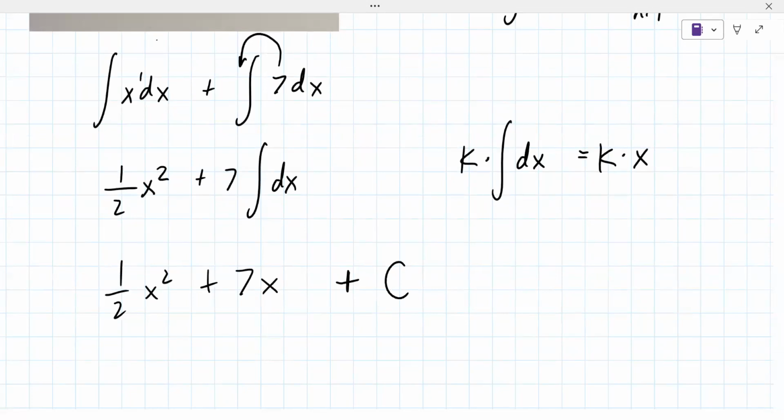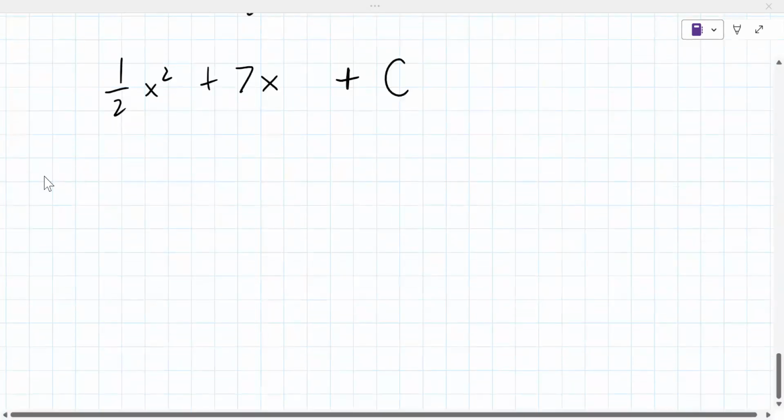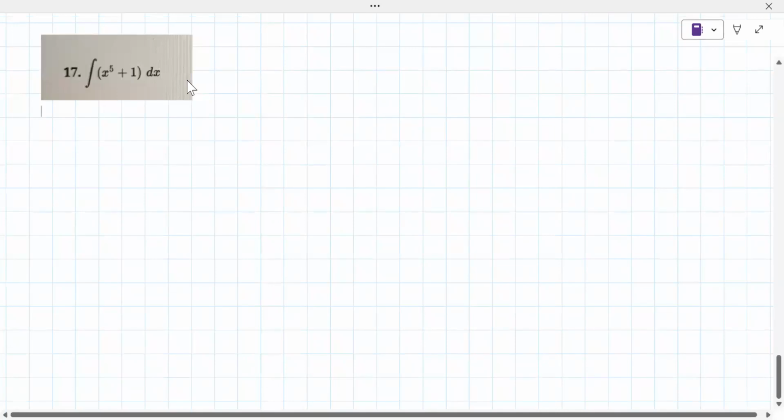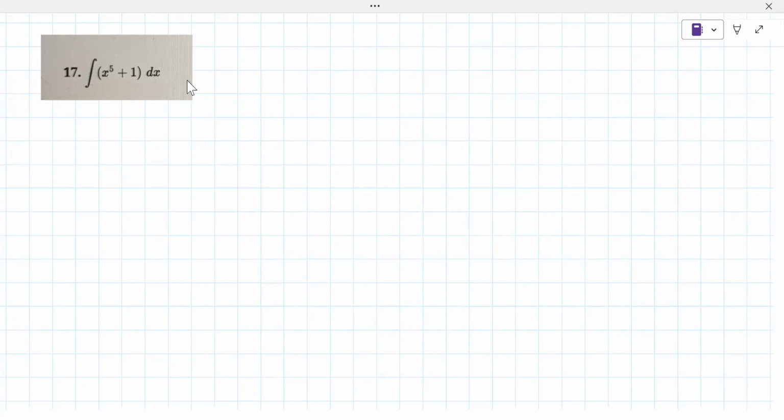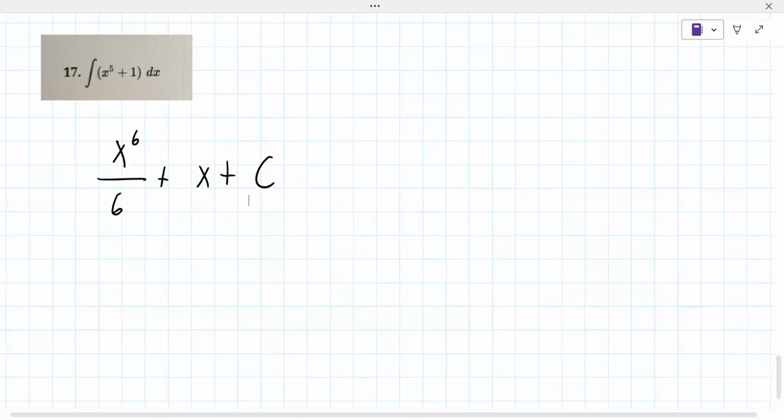All right, so why don't you try number 17 for us? And let me know your final answer. If you have questions, then we'll go back and do 16, which is a little bit different. X to the 6th power over 6 plus X plus C. Very good.